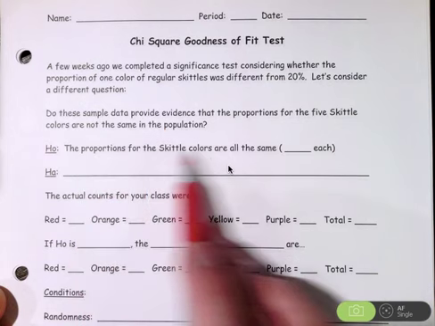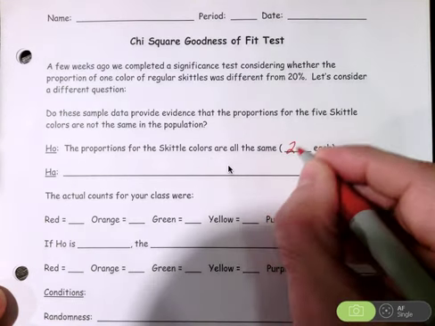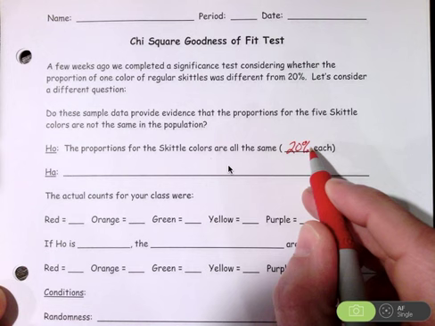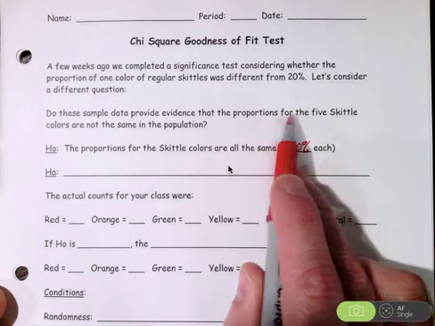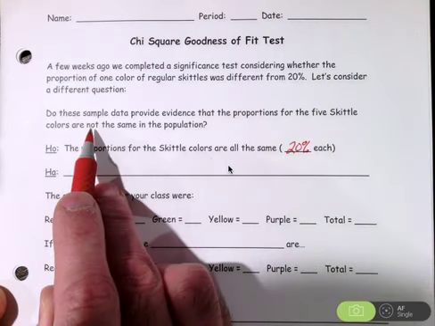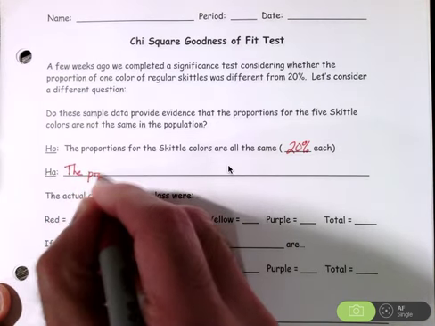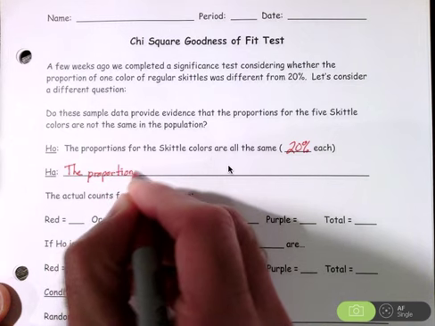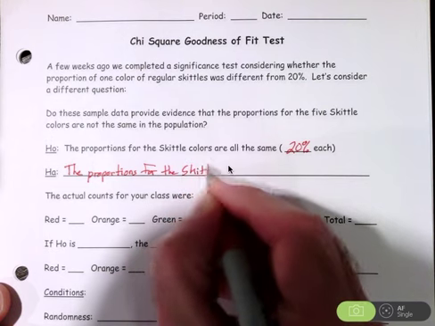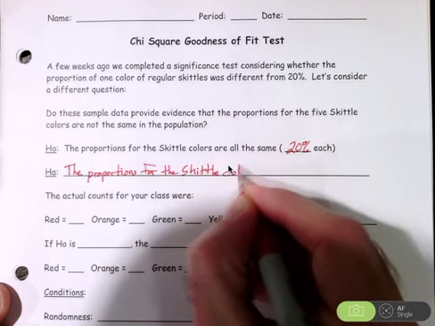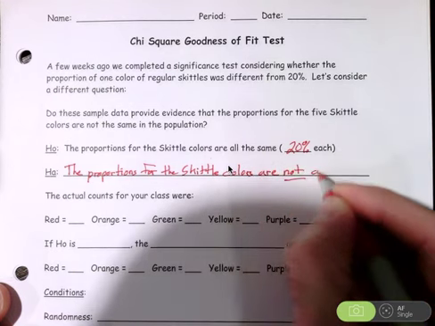So the proportions for the Skittle colors are all the same. That would be the null hypothesis, 20% each. So we're looking for evidence then of the alternative, evidence that the proportions for the 5 Skittle colors are not the same in the population. So the alternative, the proportions for the Skittle colors are not all 20%.